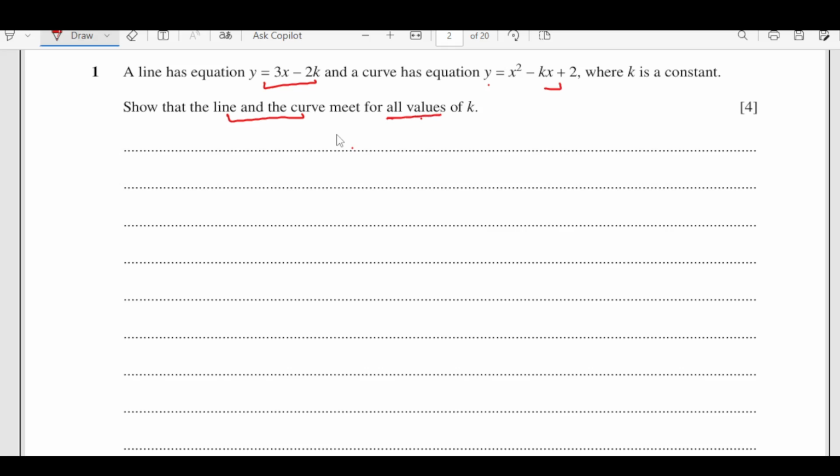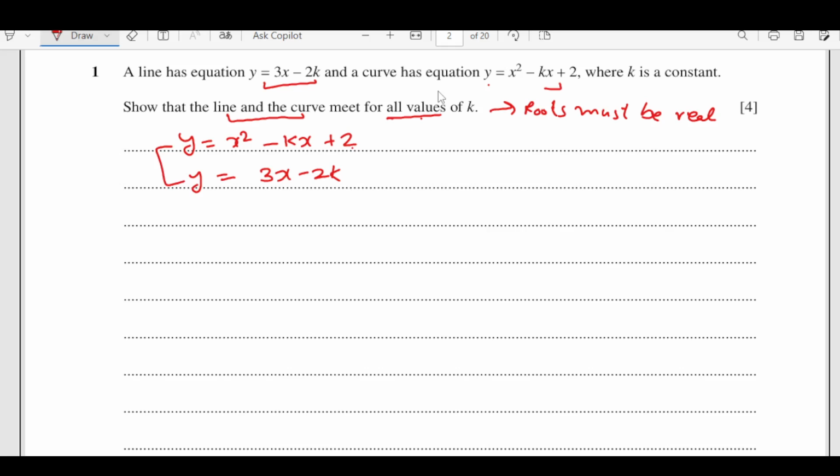When it is all values of x, then that means roots must be real. So roots must be real. That's the clue for us from here. So now we are going to equate these two equations. So y is x squared minus kx plus 2. This is the equation of the curve and this is the equation of the line, 3x minus 2k.